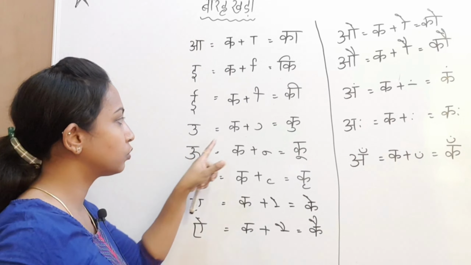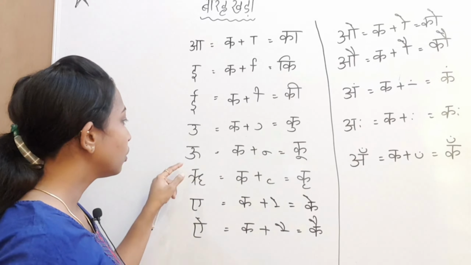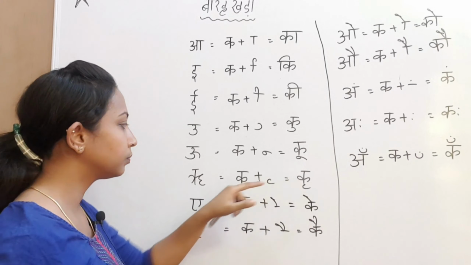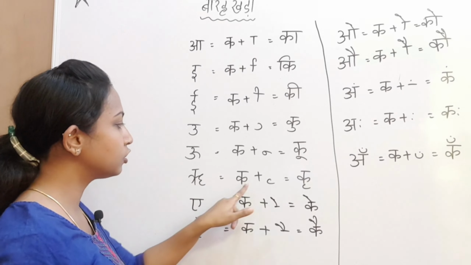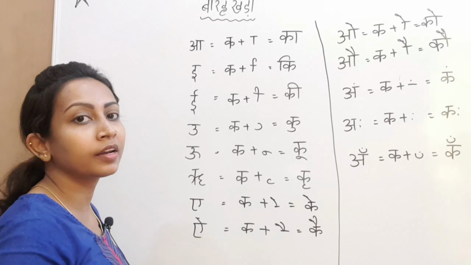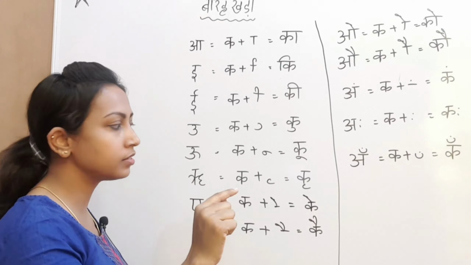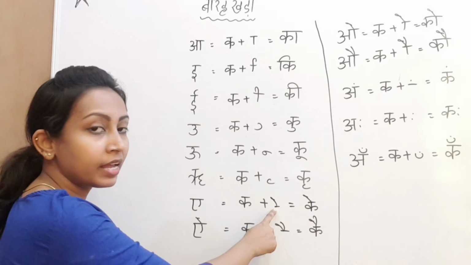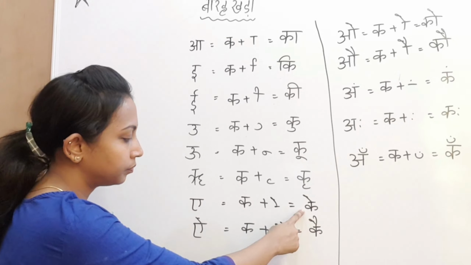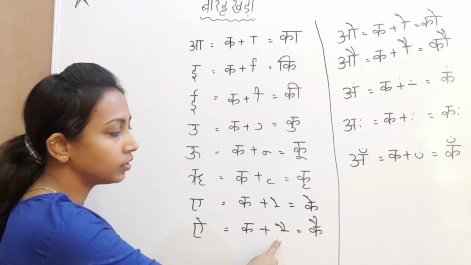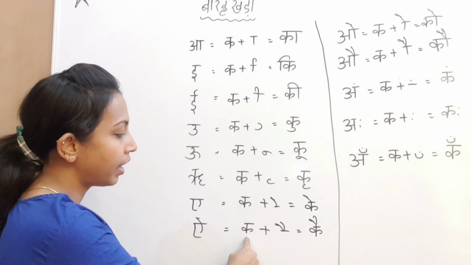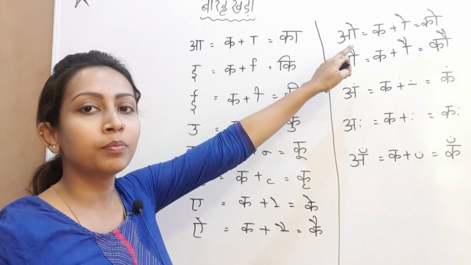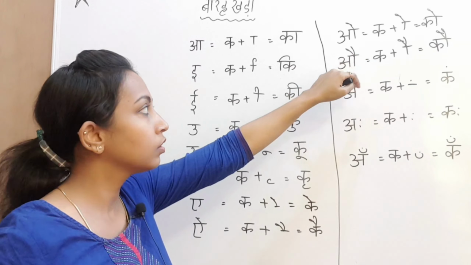When the u symbol joins with ka, we get ku. When the oo symbol joins with ka, we get koo. When the ri symbol joins with ka, we get kri. Ka plus ri, we get kri. Ka plus the e symbol, we get ke. Ka plus the ai symbol, we get kai. Okay. So o plus ka symbol, we get ko.